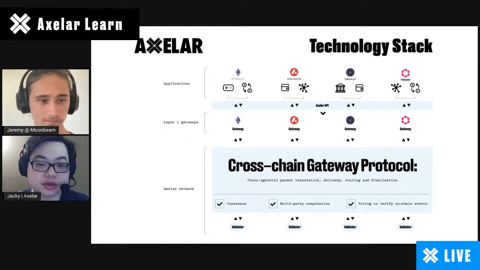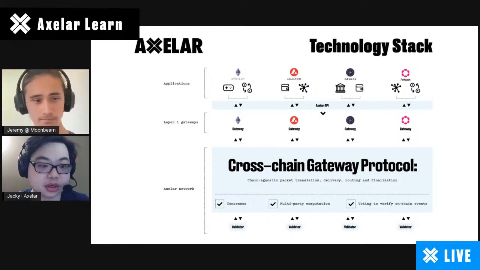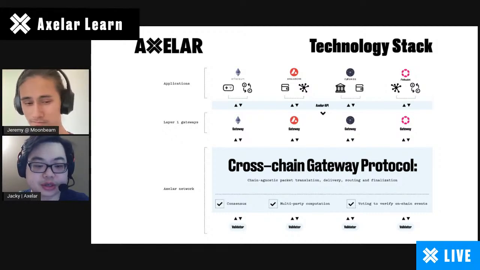These chains are connected by Axelar through a series of gateways that are deployed to them. This could be a smart contract, it could be other logic, but these gateways help route and pass along logic, messages, requests, and execution from Axelar. When users request cross-chain activity on these gateways, the gateways pick it up and then broadcast the event to Axelar. This is known as a cross-chain gateway protocol. It's chain agnostic, meaning it doesn't take into account what type of chain it is and is able to translate, deliver, route, and finalize the cross-chain message requests.